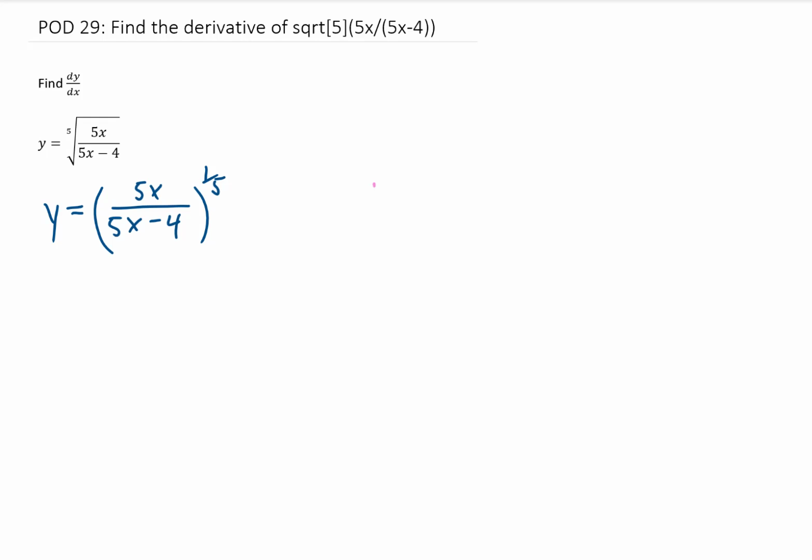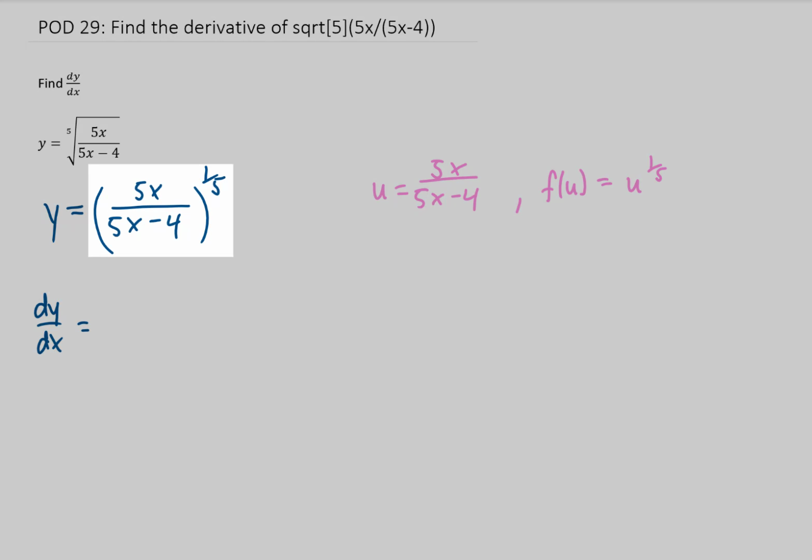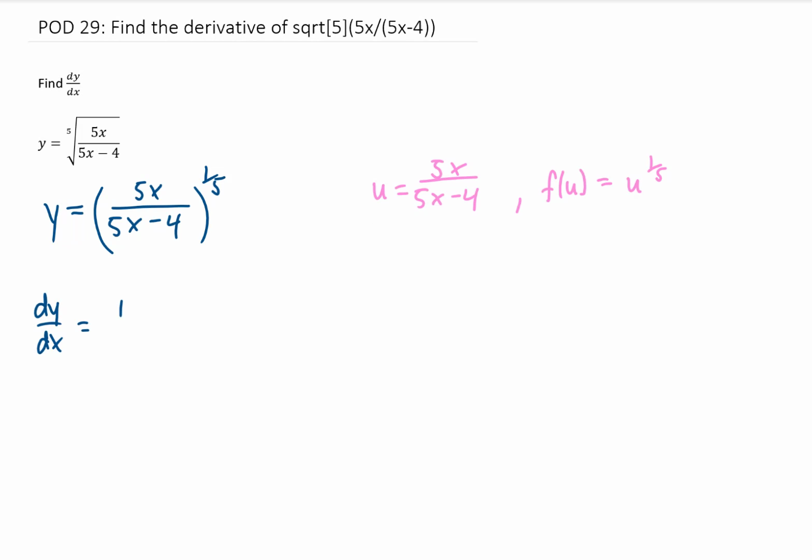So if you wanted to, you could say that u is 5x over 5x minus 4, and you could say that f of u is u to the 1/5, but I'm just going to skip that notation and take the derivative. The derivative of this function with respect to x starts with the outermost function. We have something being raised to the 1/5 power. So the power rule says that we can take that 1/5 power, move it out in front of the function, and then subtract 1 from that power.